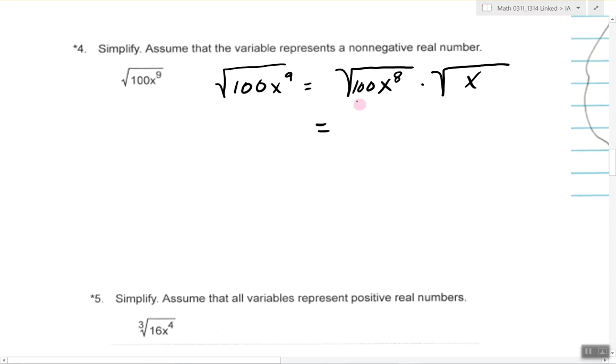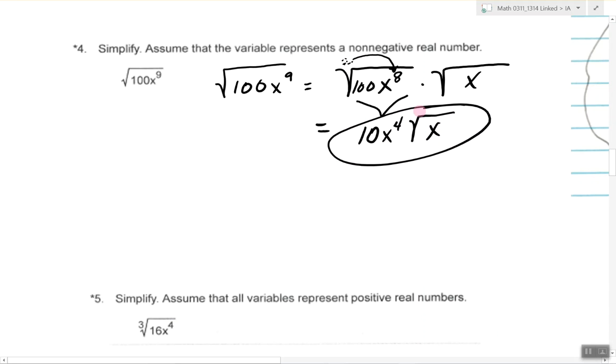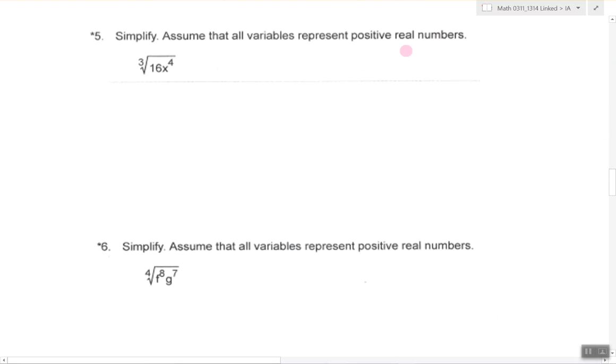Take the square root of the front factor. The square root of 100 is 10. The square root of x to the 8th is x to the 4th, because remember, you're dividing the invisible 2 into the 8, and it's times the square root of x, and that is the simplified version. Now we're going to do a little bit with cube roots, and maybe even some other roots, but we'll see.